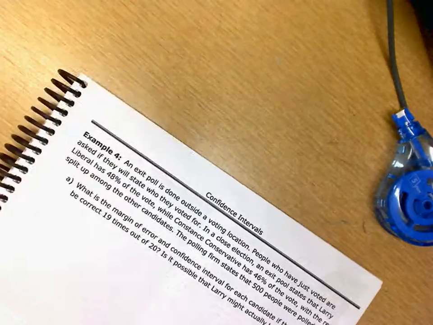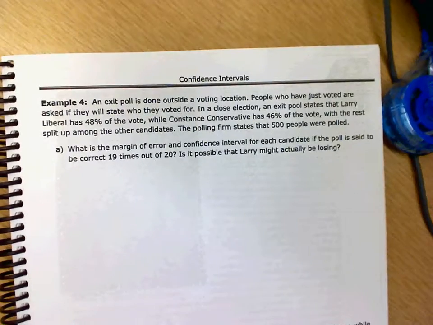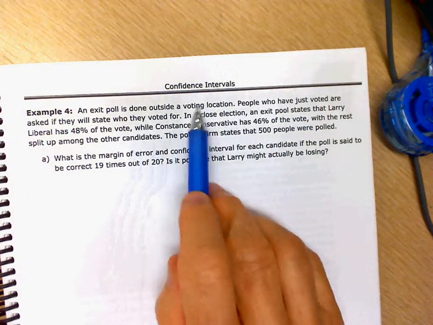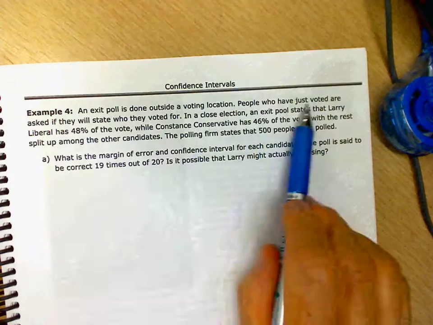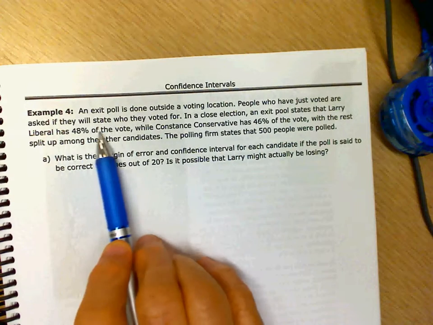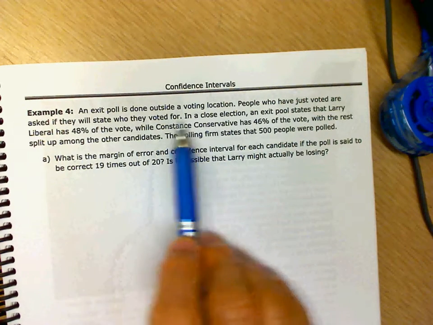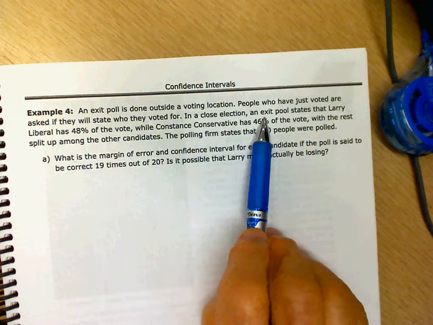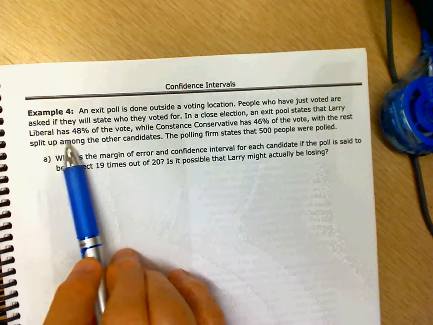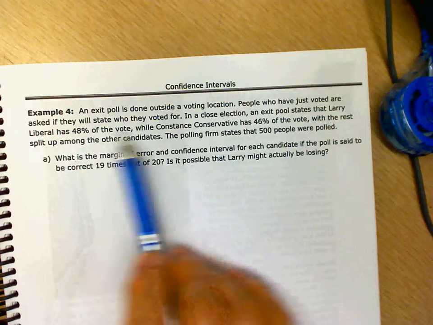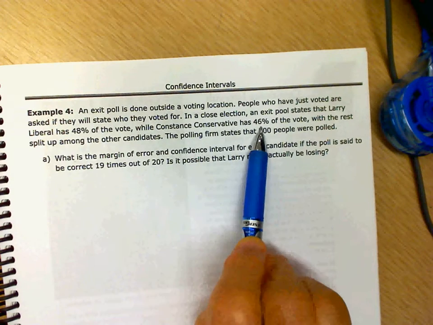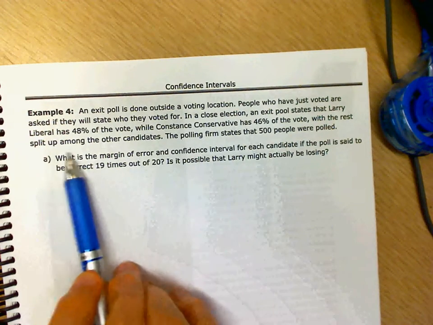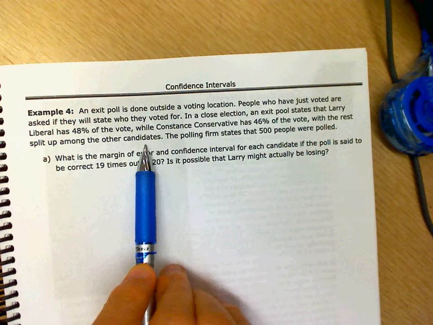An exit poll is done outside a voting location. People who have just voted are asked if they will state who they voted for. In a close election, an exit poll states that Larry Liberal has 48% of the vote, Constance Conservative has 46%, with the rest split up among other candidates. The polling firm states that 500 people were polled.